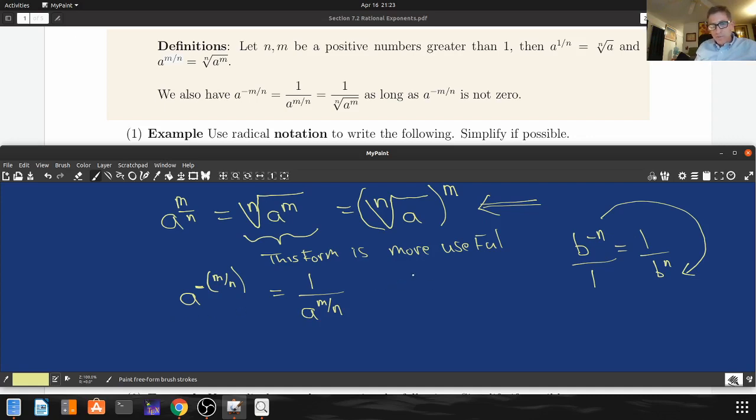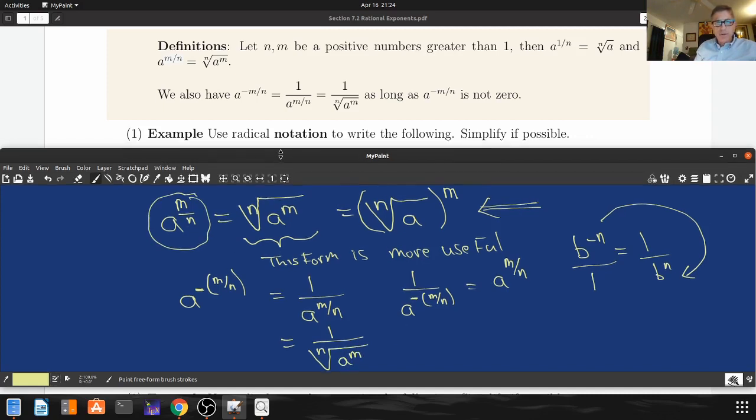So we also have the rule 1 over a to the minus m divided by n is equal to a to the m over n. So if we have a negative exponent, we can move it across the division line. And of course we can go even further. This is equal to the nth root of a to the m power, because that's what a to the m divided by n power means. So let's do some problems.